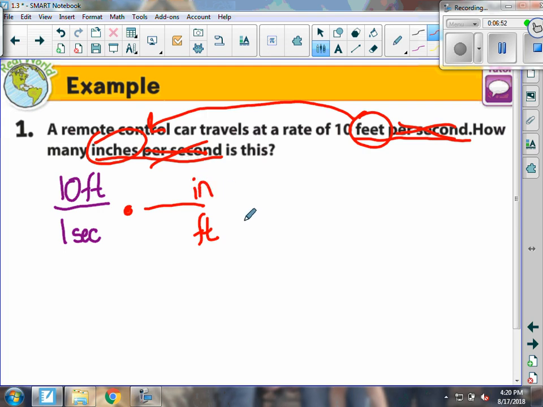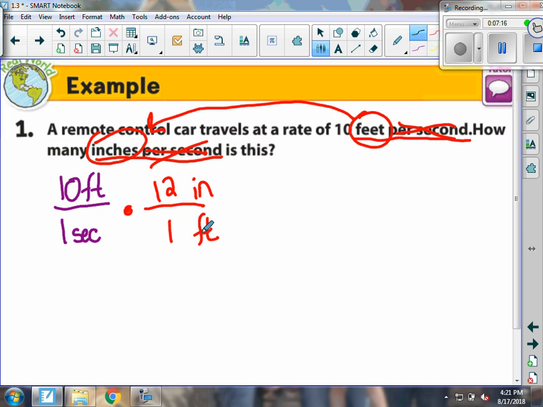Now we need to think, which is larger, 1 foot or 1 inch? The one that's larger is going to have our 1. 1 foot's larger. Now how many inches are in a foot? 12 inches in a foot. So now I have my fractions set up. I have the initial ratio times my 1.